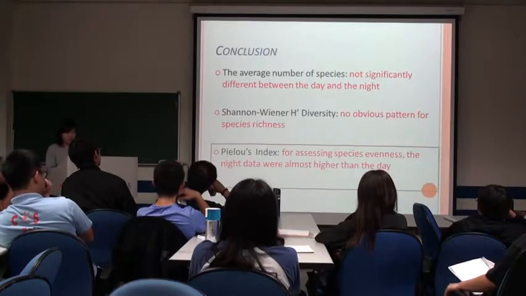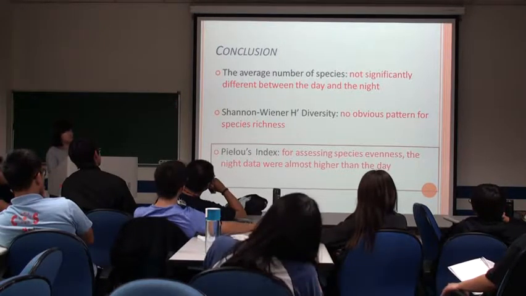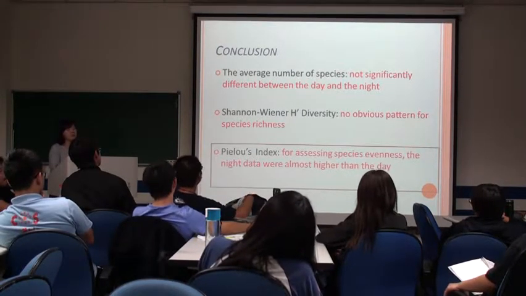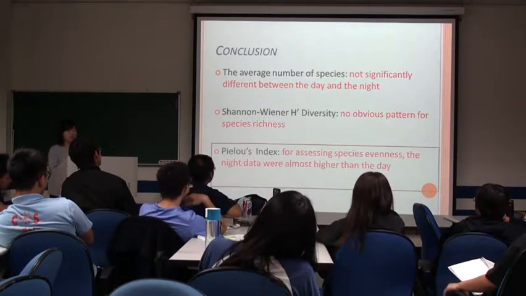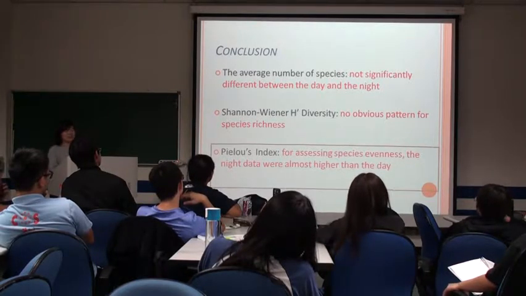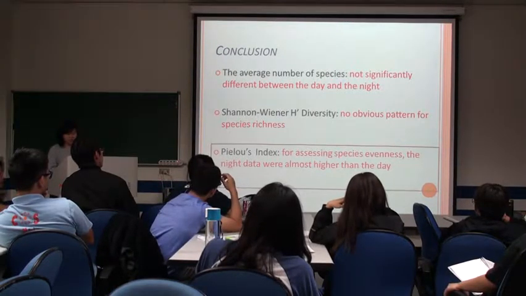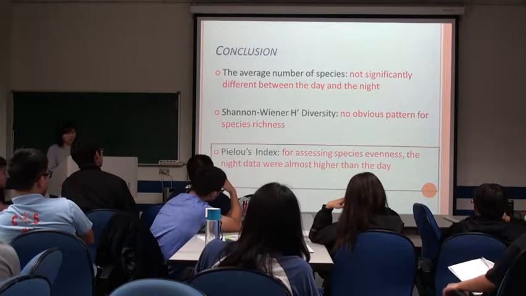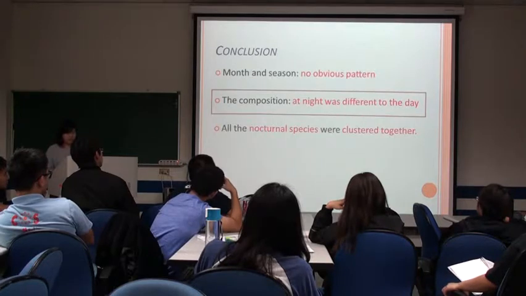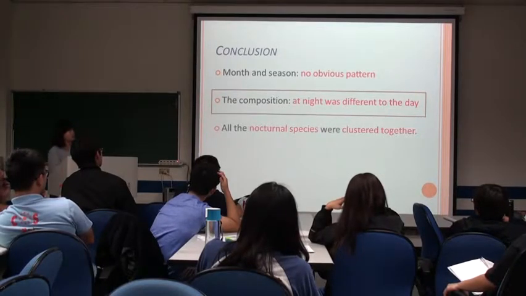Discussion. Above all the observation, we have some conclusions. The average number of species is not significantly different between the day and the night. And in the Shannon-Wiener diversity, there's no observed pattern for species richness. And in the Pielou evenness index, which tests for species evenness, the night data was almost higher than the day. And the species similarity showed that there was no obvious pattern in the temperature change between month and season.